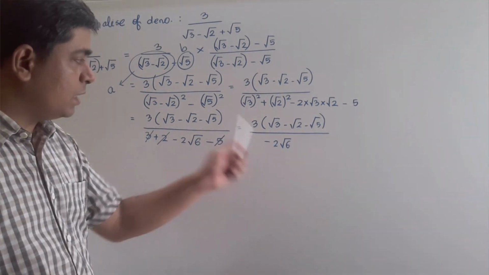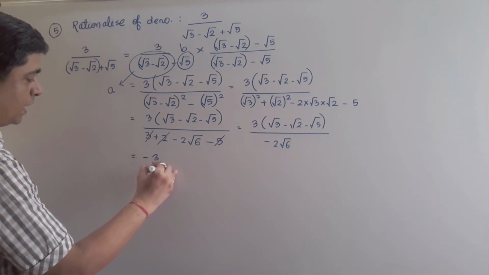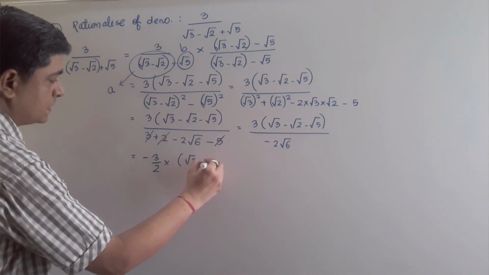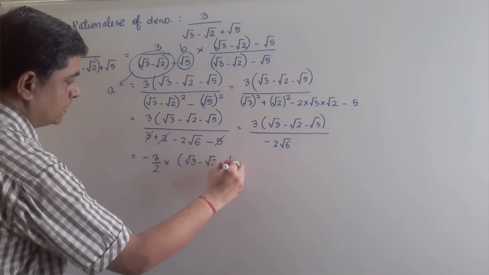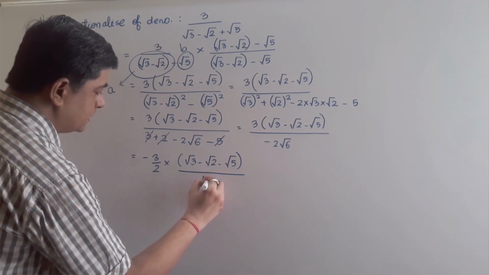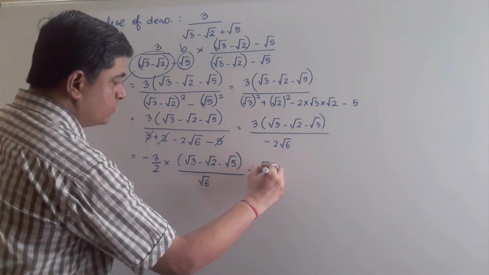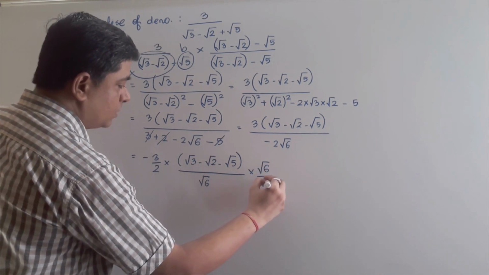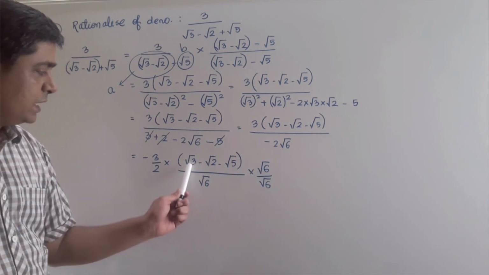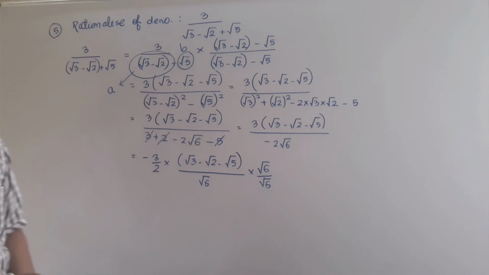And minus 3 upon 2 I will keep separately, into under root of 3 minus under root of 2 minus under root of 5 upon root of 6 will be as it is. Now I am multiplying and dividing by under root of 6. One thing you observe, this root of 6 will multiply in these 3 terms, and root of 6 and root of 6 will become 6 here.